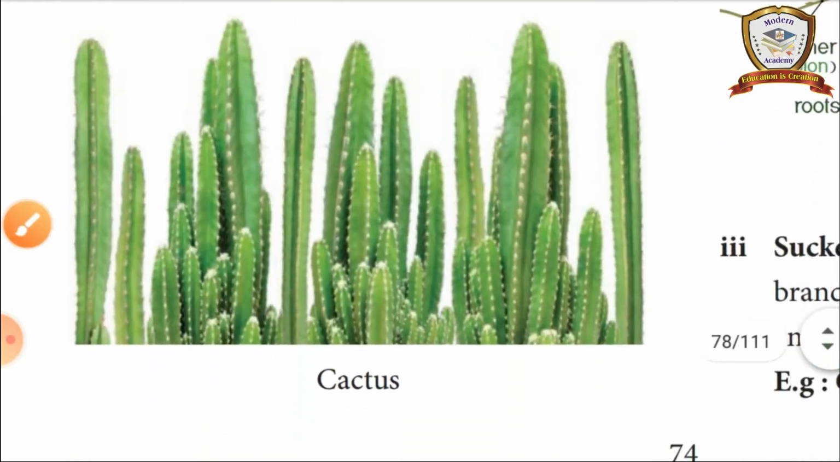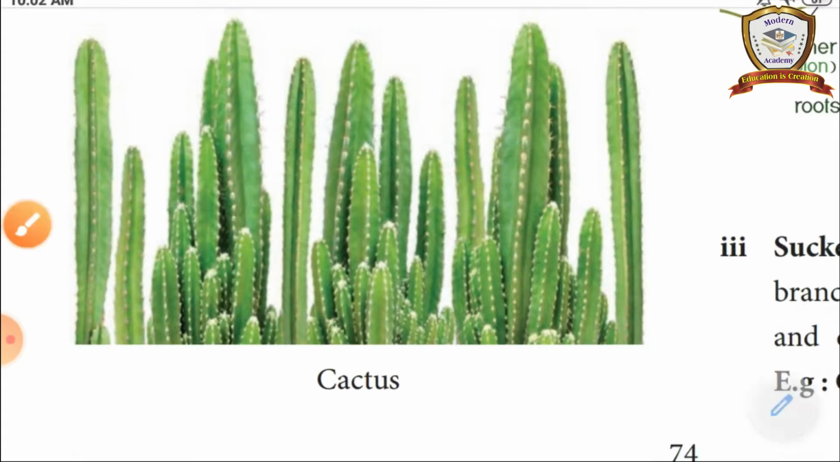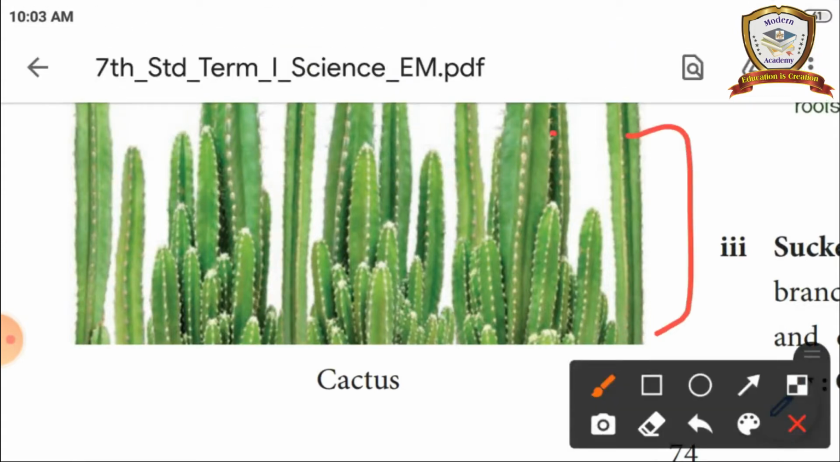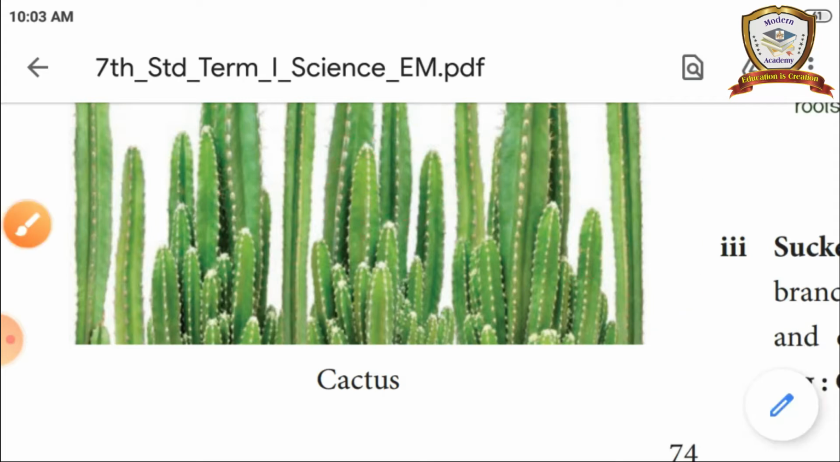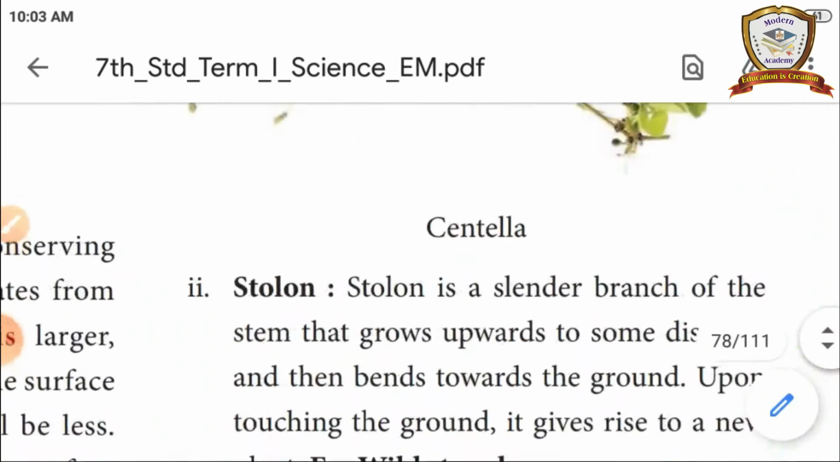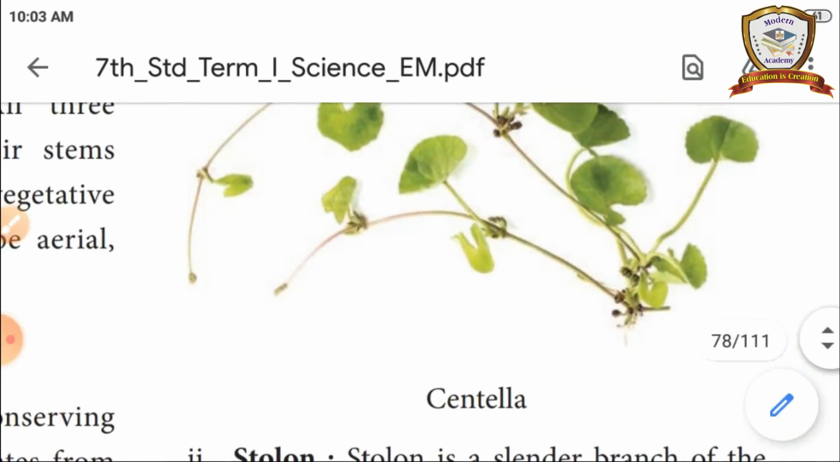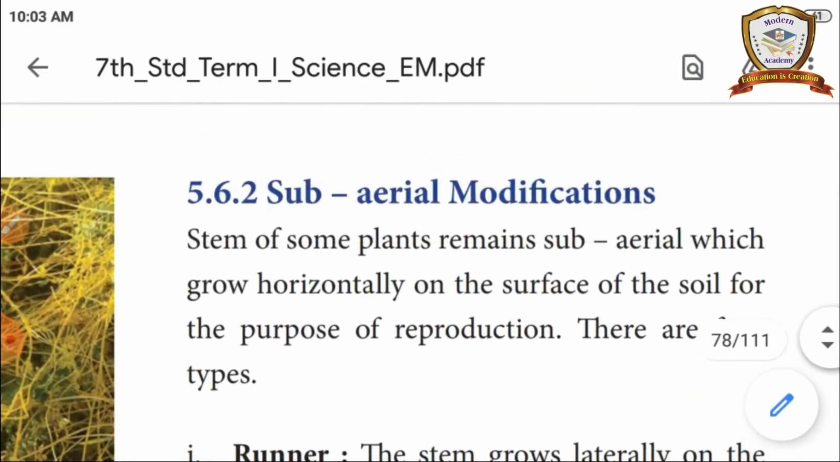So in the cactus plants, here we have a large stem. These are the large stems. Why? Because they store water and minerals. And these are the small thorns, this white color you can see now. Why? Because they reduce the evaporation. Okay. And the next one, this is completely above the ground, so that is called aerial modification.